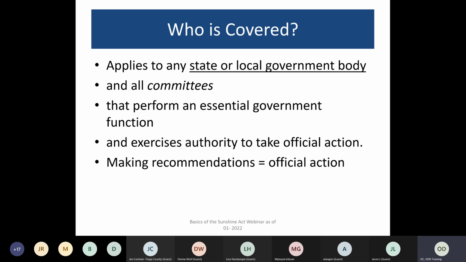And remember, this builds upon itself. Exercises authority to take official action. Okay, the committee has to have some meat to it, something that it truly does. And then we're up against, okay, what does it mean, take official action? Well, it turns out if you look at the Sunshine Act, go to the definition section, there is a definition of official action. And part of that definition is making recommendations. So that's the part of the definition that I want to emphasize.